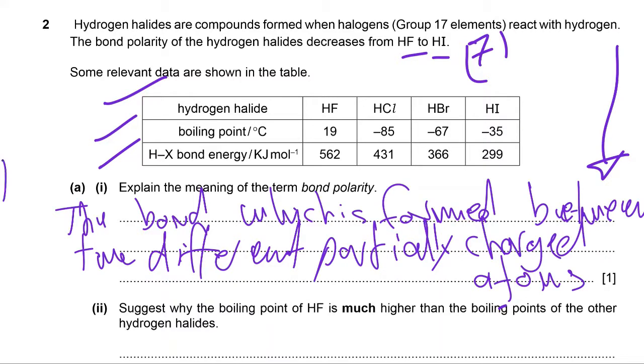For example, we can say HF. This bond between the hydrogen and the fluorine atoms is a polar bond. Why? Because this bond is formed between two different atoms, and their partial charge is different. This one is partially negative and this one is partially positive.